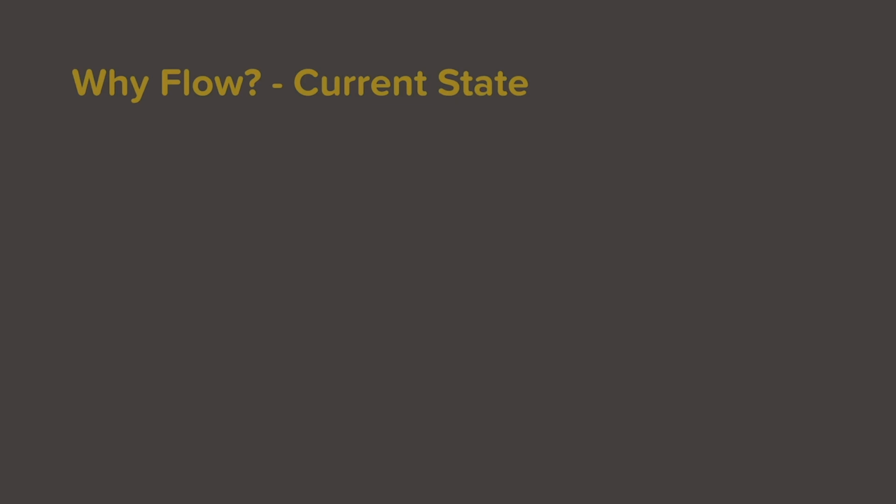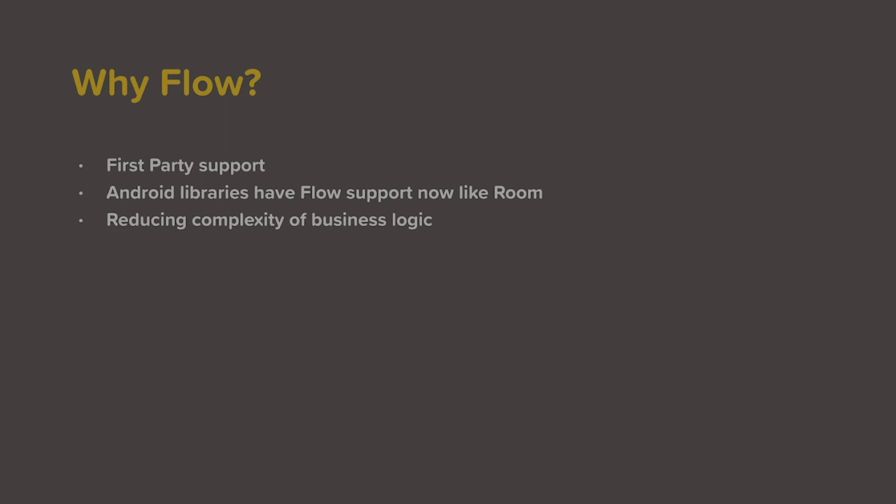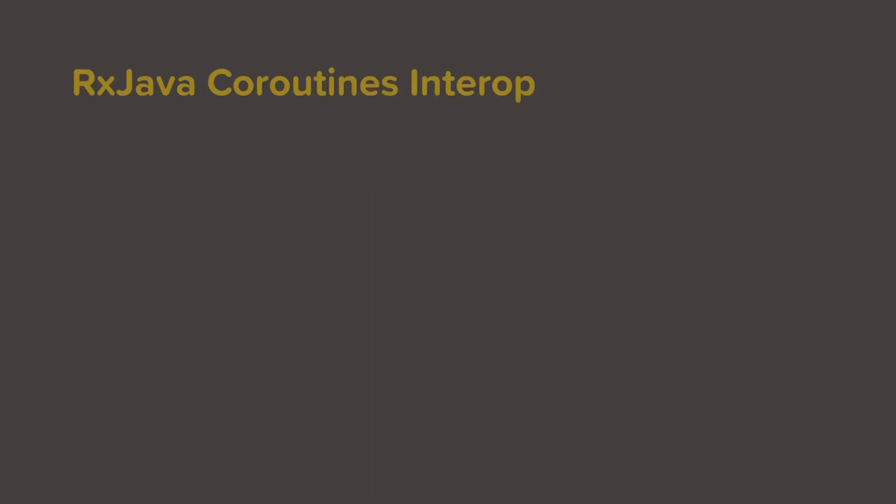So the main question is, why do we use flow? We have Rx Java where everything is working fine, and the current state of flow. And to this, I usually like to respond as, flow is the shiny new thing. Like we already have Rx Java and we want to use flow. But jokes apart, flow has first party support because it's like coroutines. And now various Android libraries have started having flow support like Room. And by using coroutines and flow, we can reduce the complexity of business logic even further. We can make things more sequential, and hopefully Kotlin multi-platform can share business logic in future.